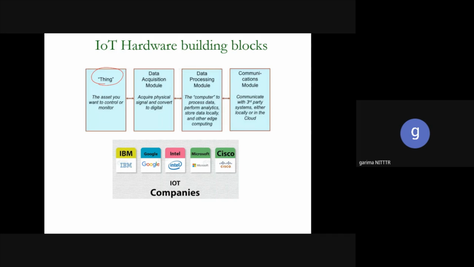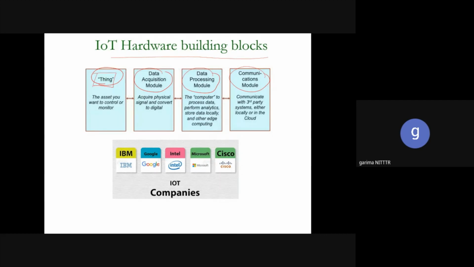So the IoT hardware building blocks are: first block is the thing, second is the data acquisition module, third is the data processing module, and fourth is the communications module. If you see any device in your home which is connected to IoT, you can easily understand these modules. Take the thing, for example: nowadays many companies have light bulbs, fans, and everything available which can be connected through Wi-Fi. Even your AC, washing machine, fridge, everything.